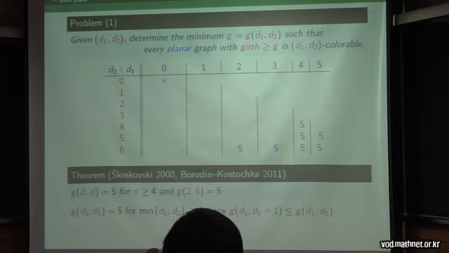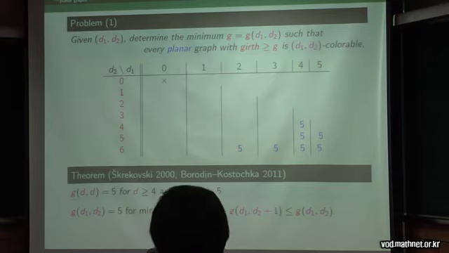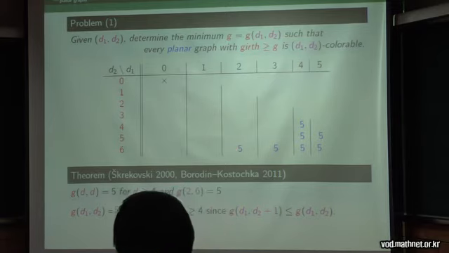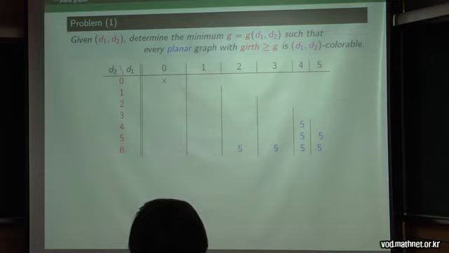And afterwards, Borodin and my advisor, Sasha Kostochka, had this nice paper where they determined infinitely many values of this table. They were able to prove that (2, 6) is 5. So this entry is 5, and because of what I just said, everything to the right of it is also going to be 5. And then what else?